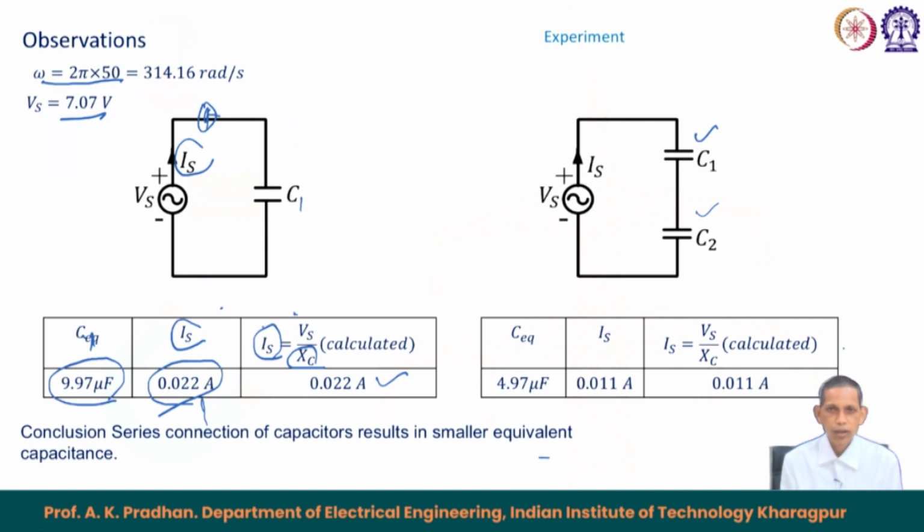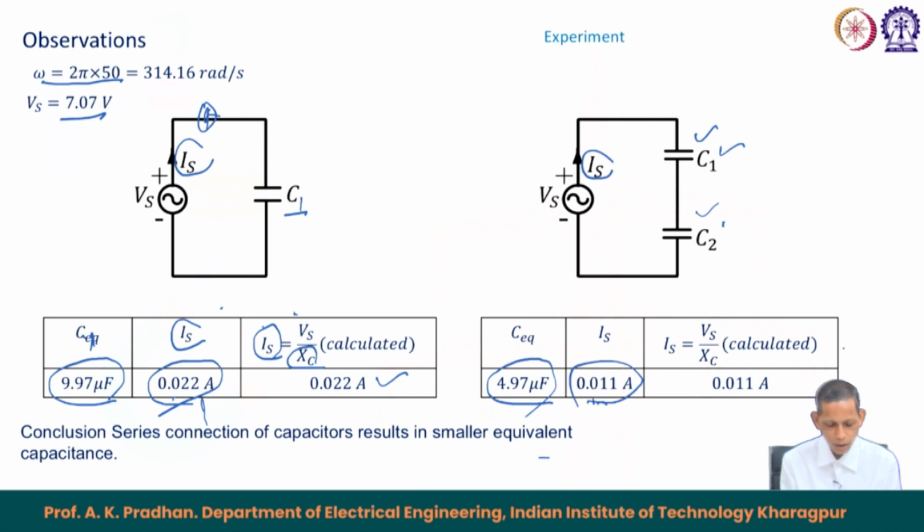So we say that only one value of C gives us 0.022 ampere. A simple calculation also reveals this. Now, C1 and C2 are both connected in series, where C1 and C2 are of the same value. The multimeter gives us 4.97 microfarad and the measurement of Is gives us 0.011 ampere.